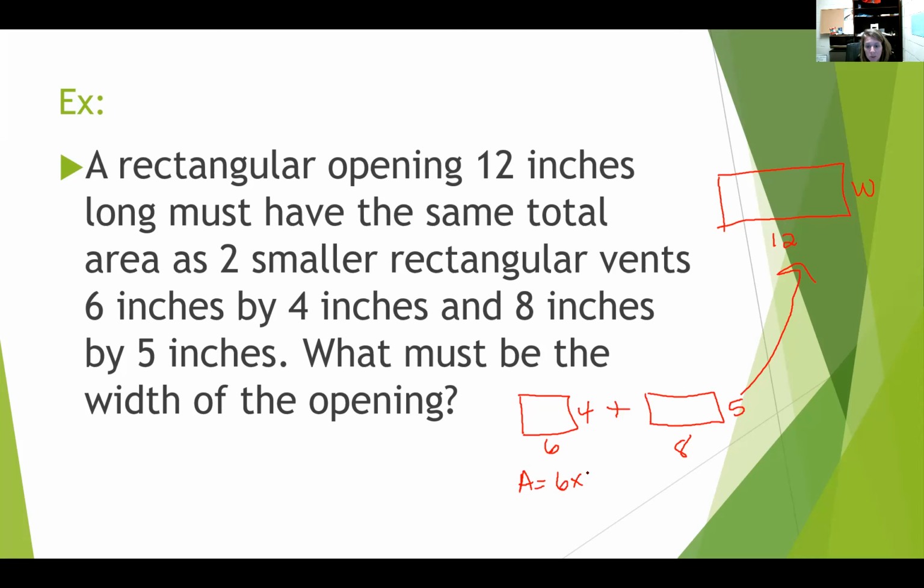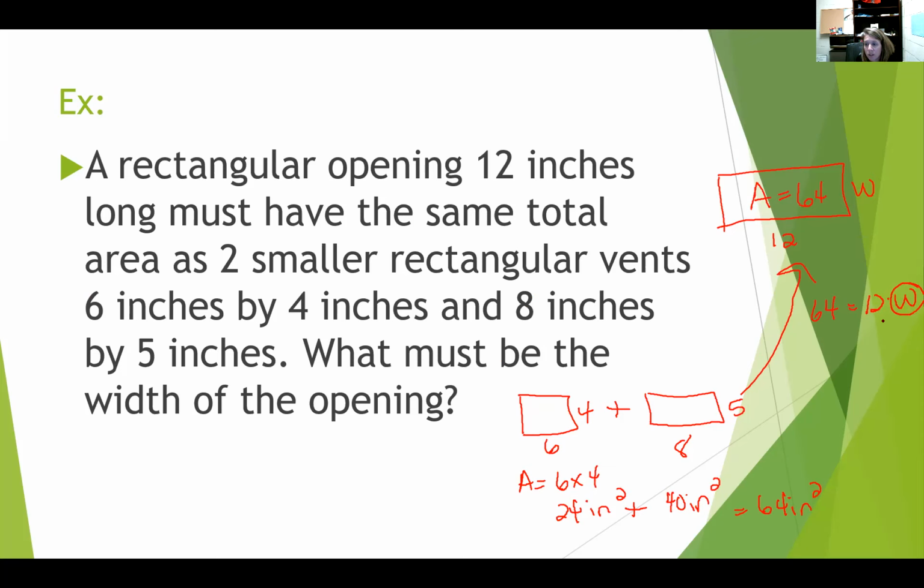So how do I do the area of this rectangle? We would do 6 times 4, and this is all in inches, so this will be 24 inches squared. 8 times 5 is 40, right? So then we would do 40 inches squared, and I would add these, and this will give you 64 inches squared. And so now I know that this area is going to be 64. So can I find W? Well, yes, we can. 64 equals 12 times W.